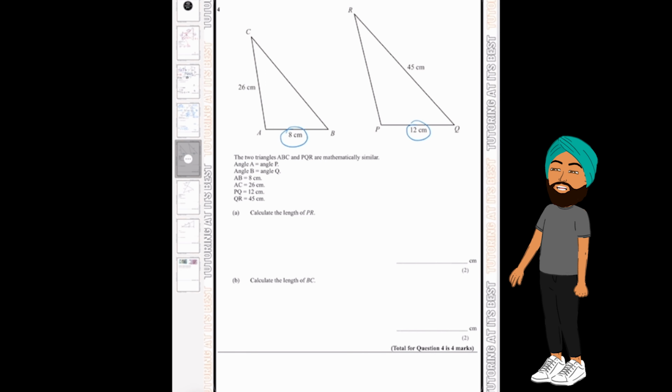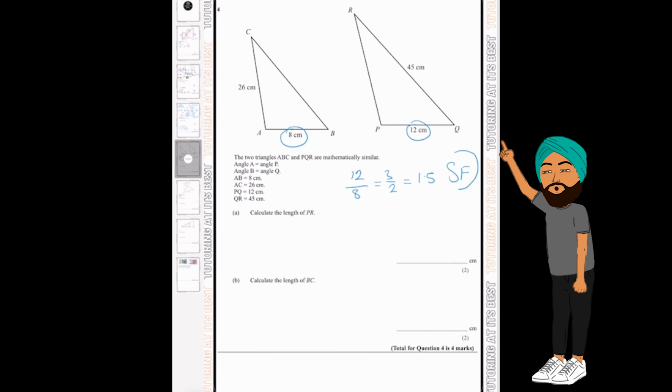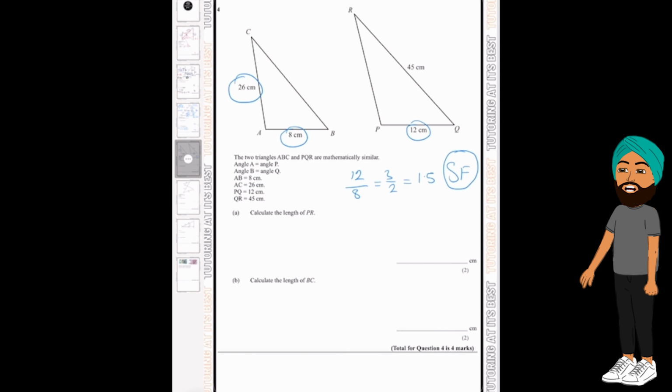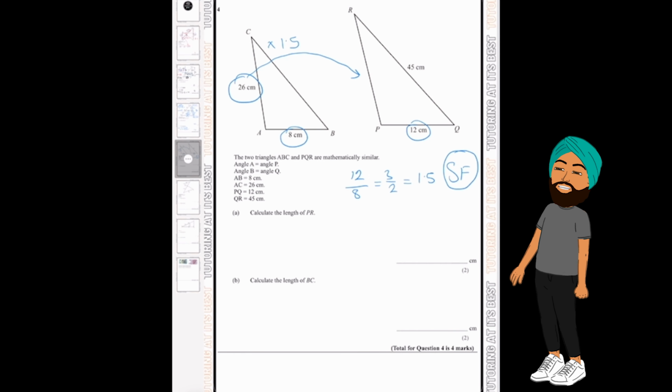But now what are we going to do? We're going to take our larger number and divide this with our smaller number. And that there would give us 3 over 2 or 1.5. So we now know this is our scale factor. We're then going to go ahead and take 26, which is a smaller triangle, and we're going to multiply this out by 1.5 to get the larger triangle, which is going to be 39. So we now know 26 times 1.5 is 39, and that is our answer.